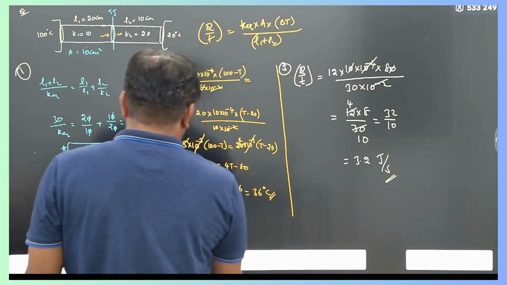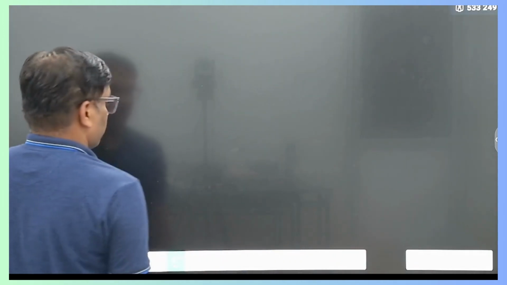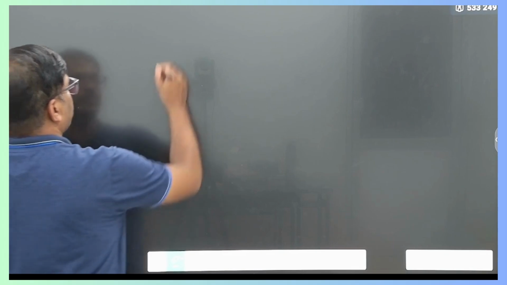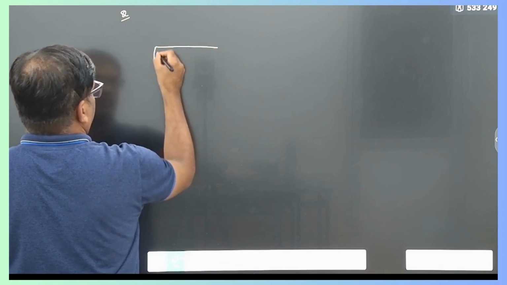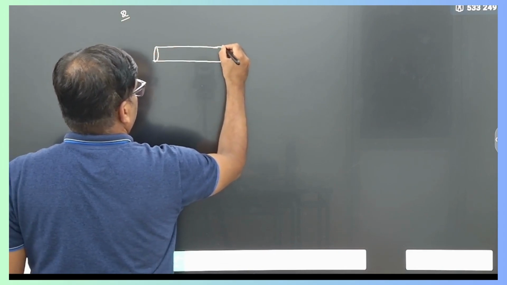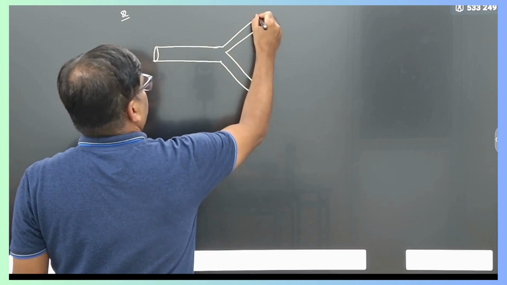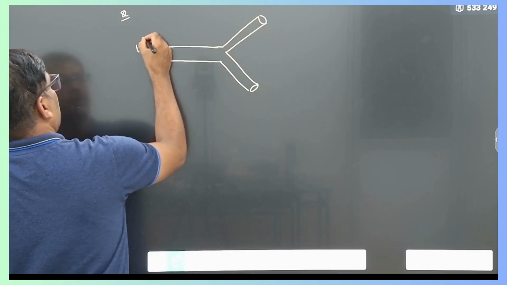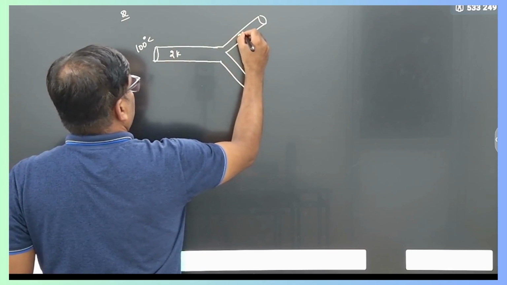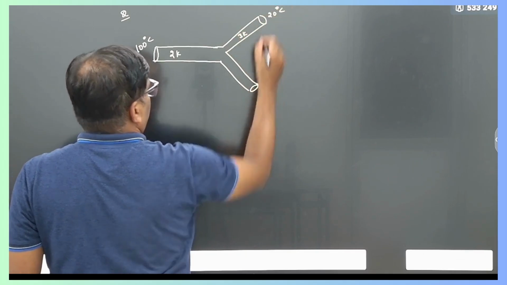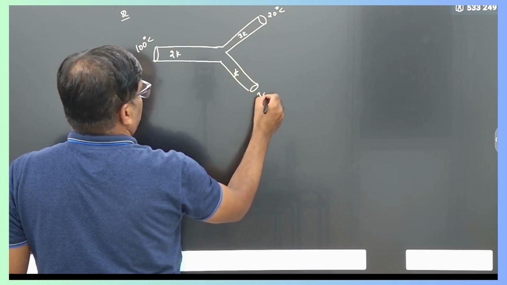So now, like some more questions we'll discuss. Here there is one question. Suppose there are 3 rods. Suppose these are the 3 rods. This side it is about 100 degrees centigrade. This is 2K, therefore here it is 3K. It is about 20 degrees centigrade. Here it is also K. It is K, therefore 30 degrees centigrade.